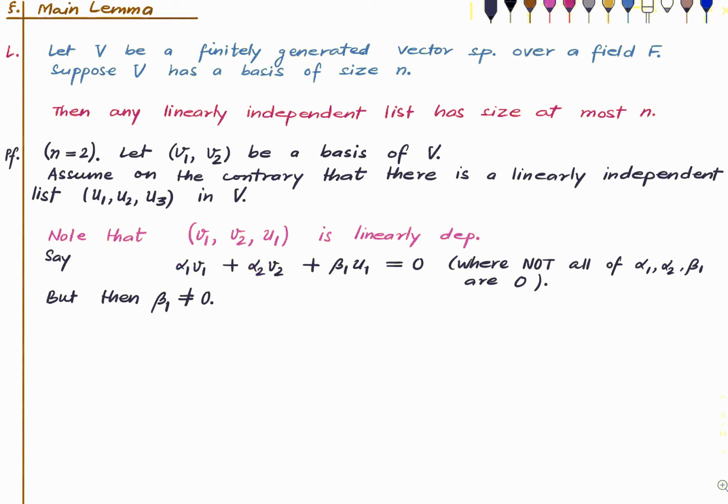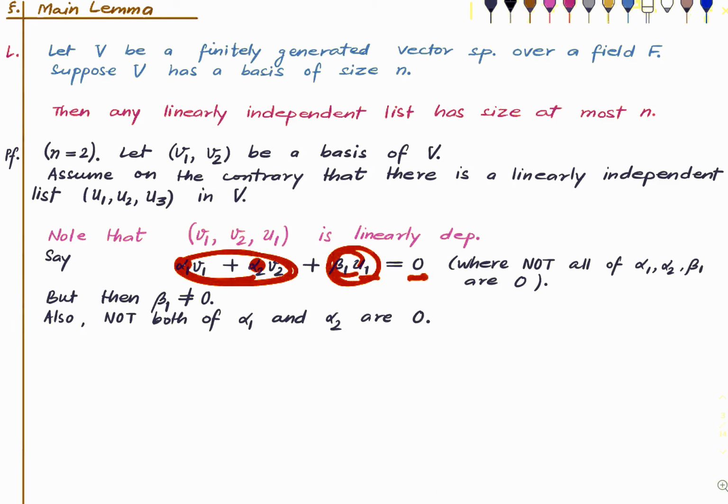Also, not both of alpha 1 and alpha 2 are 0. Why is that? Again, if we assume that alpha 1 and alpha 2 are both 0, then that means beta 1 u1 is 0. But u1 is a non-zero vector.